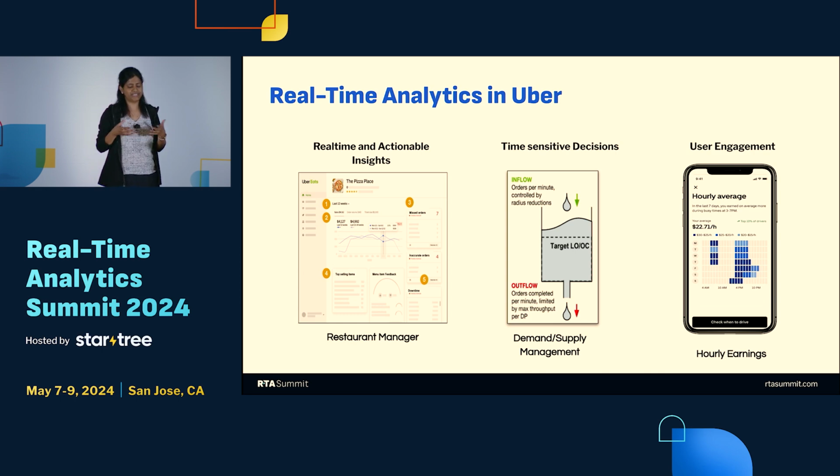So we want to maintain a healthy balance of demand and supply, and for doing that we need to know the health of the marketplace in the last few minutes, and based on that you can adjust something we call the delivery radius, and control the demand and supply. And the third type of use case is user engagement.